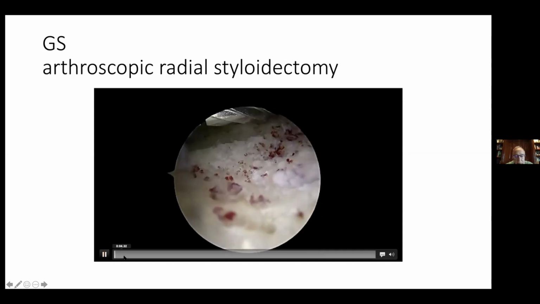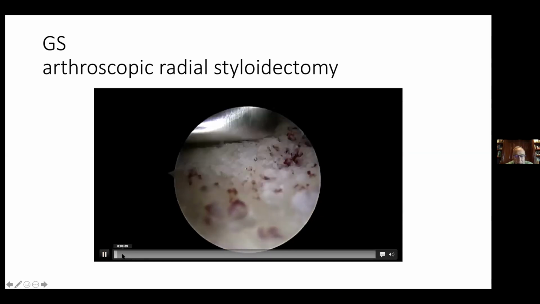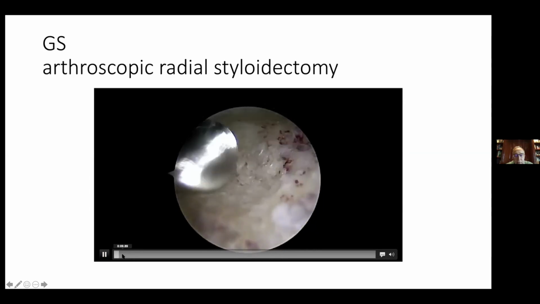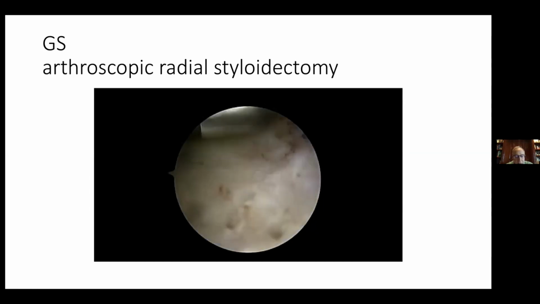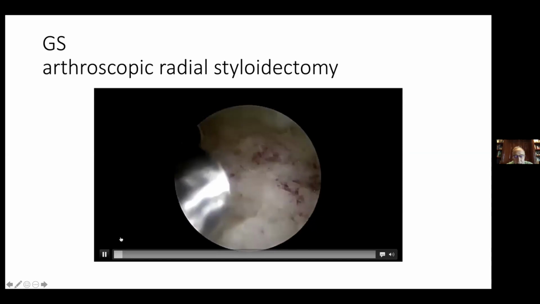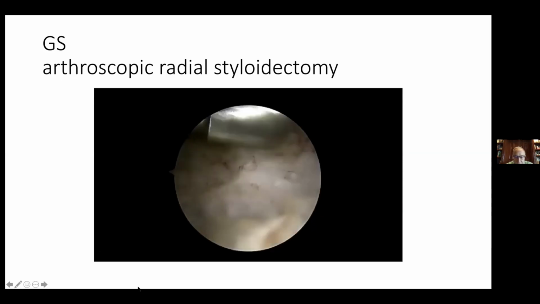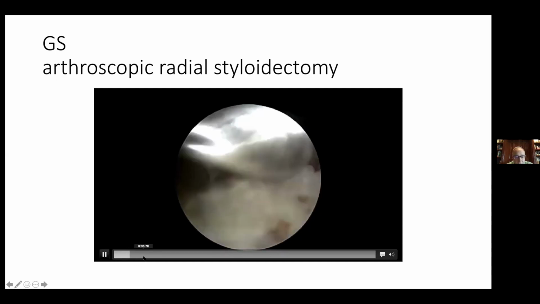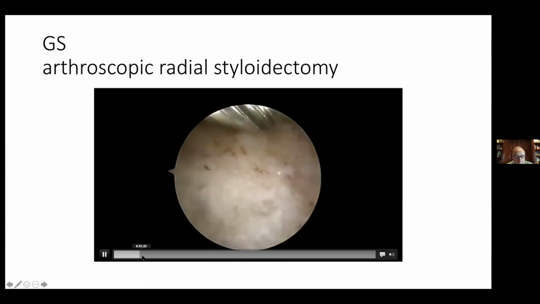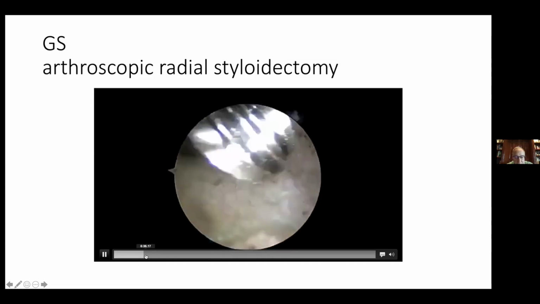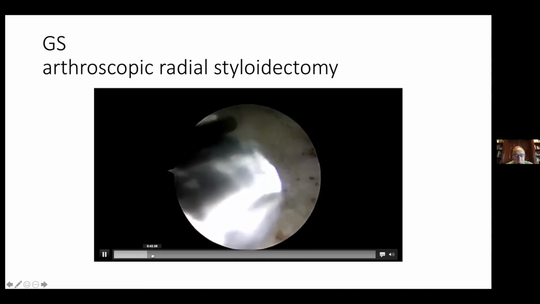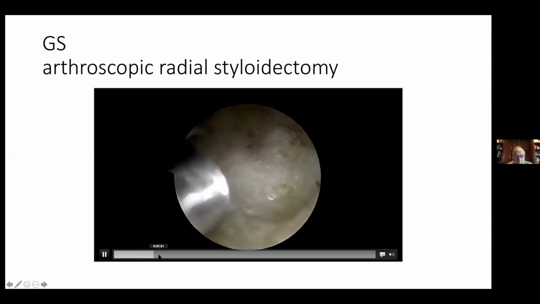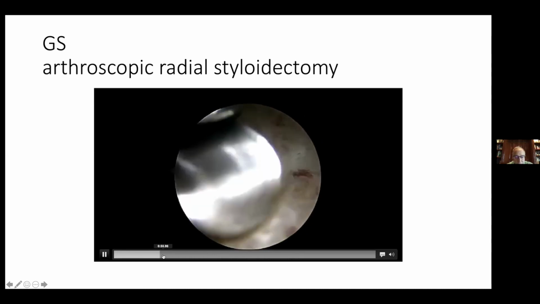I can show you this. I'm going to advance through this pretty quickly because it's kind of tedious. You see Dave actually removing the subchondral bone of the radial styloid where the cartilage is worn away. I'm going to advance this up, but what I want to show you is there's a distinct ridge between normal cartilage and subchondral bone where the cartilage is gone.